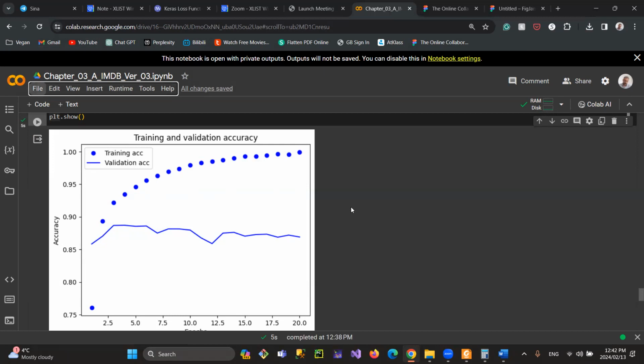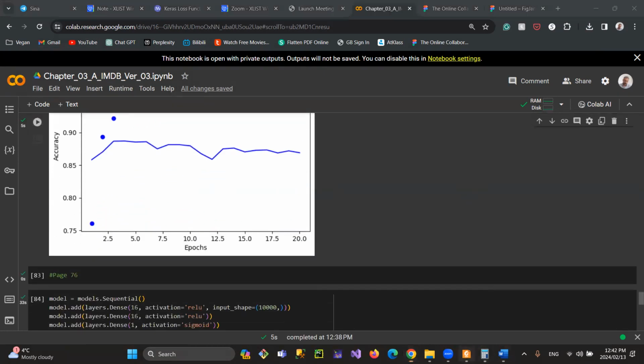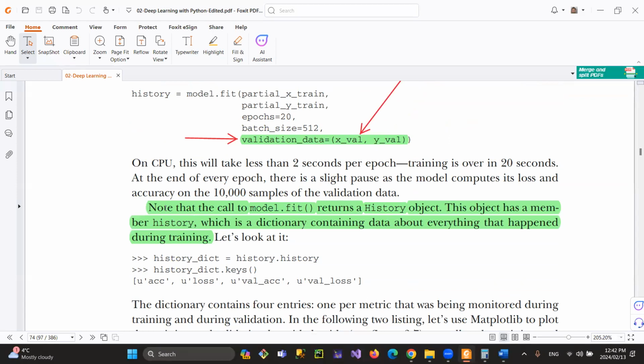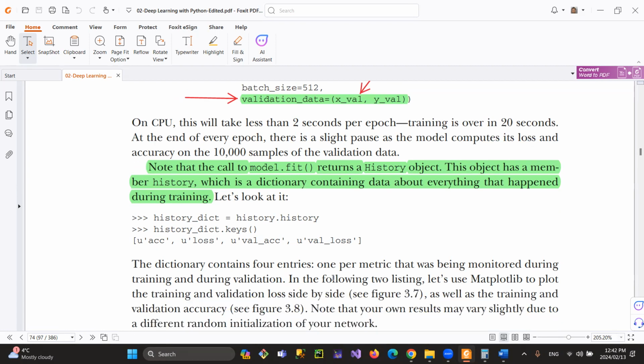By saying that, let's go to the book. It says, note that the call to model.fit returns a history object. That's what I told you. And the history object has a member called history. Do you remember that we had history.history? And that one contains 4 elements: the accuracy and loss for your training, and the accuracy and loss for your validation.